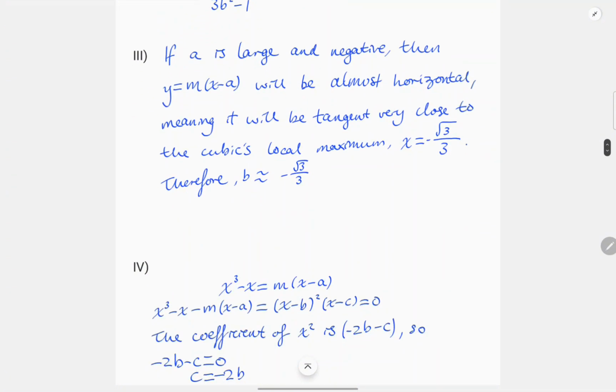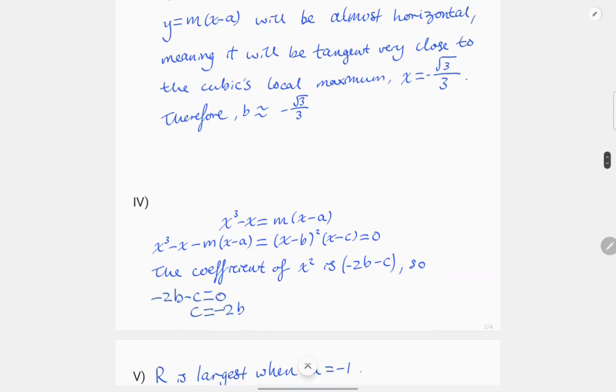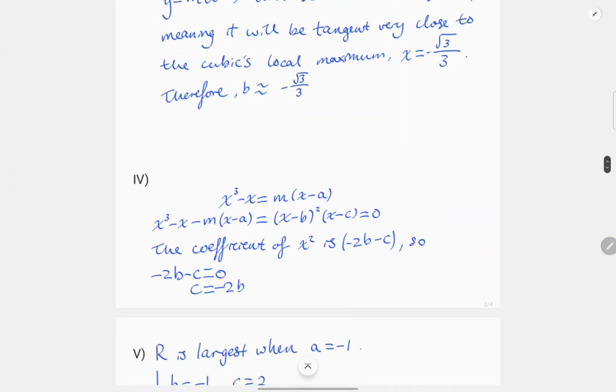Part 4. We have x cubed minus x equals m of x minus a. This rearranges to x cubed minus x minus m of x minus a equals x minus b all squared multiplied by x minus c from the given identity above, which equals 0. Comparing coefficients, we can see that the coefficient of x squared is -2b minus c. So -2b minus c equals 0, and c equals -2b.